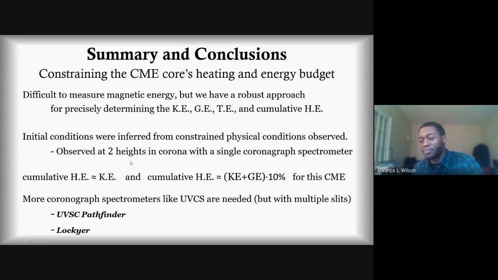Lastly, I want to emphasize that more coronagraph spectrometers like UVCS are needed. UVCS is no longer operational, so I don't think there are any coronagraph spectrometers in space right now. But I do want to add that the next edition of coronagraph spectrometers should have multiple slits.